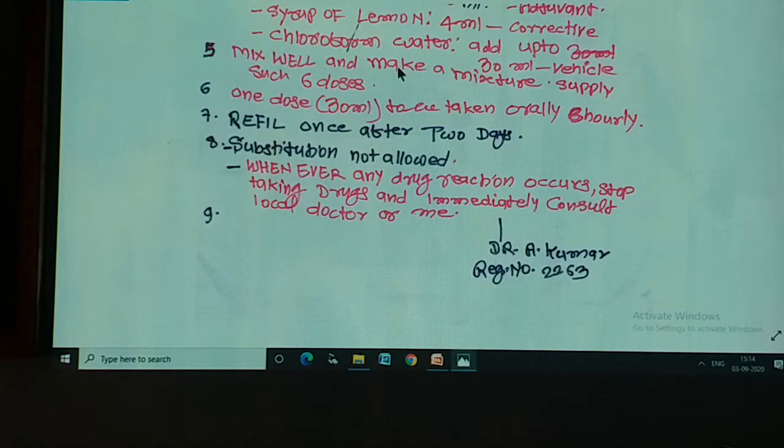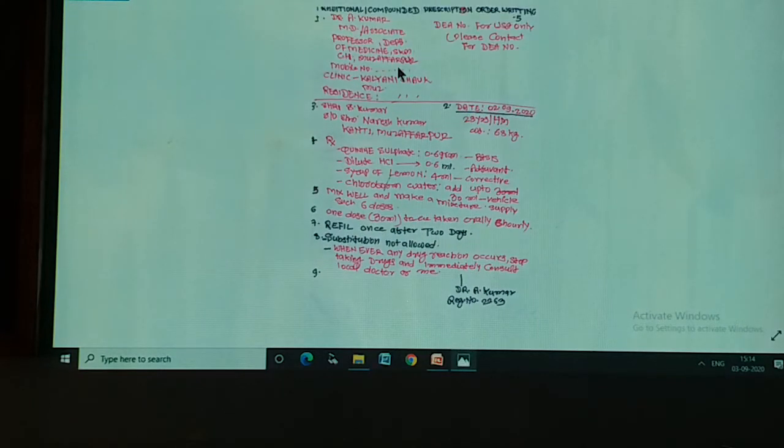Lastly, signature and registration number of the clinician is denoted, which is the ultimate part of a prescription order writing. That is Dr. A. Kumar, registration number. Here denoted is 2263.